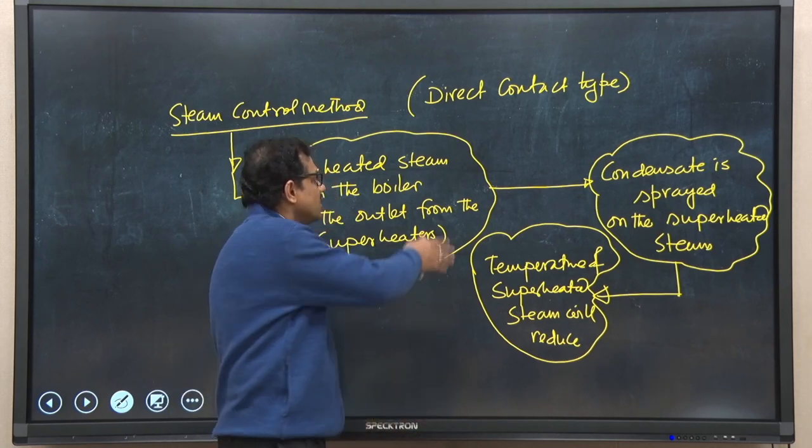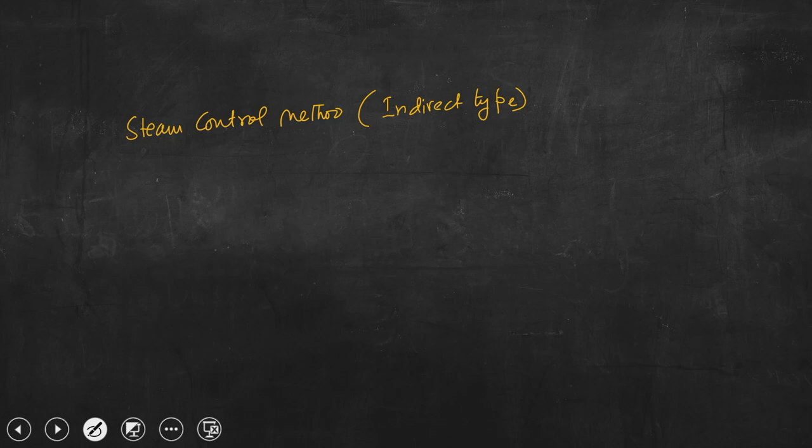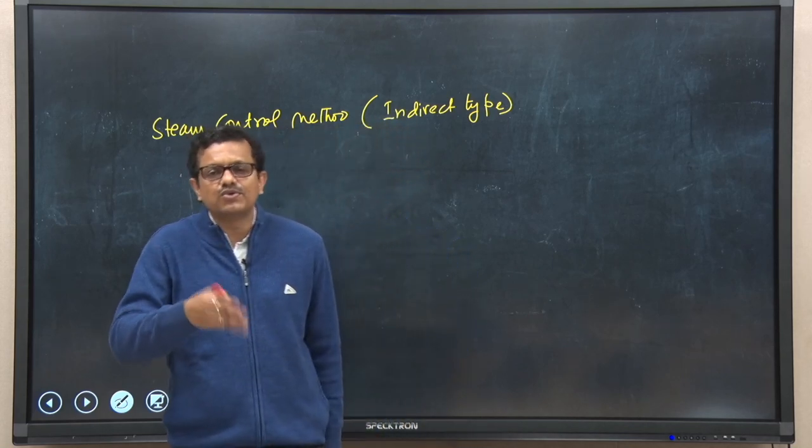Similar to that, till now we have discussed direct type, but let us discuss indirect type steam control method. This is called indirect type. Now the question is, why not use that heat to increase the temperature of feed water? Because essentially we have tried our best to take heat from the flue gas to increase the superheated steam temperature. So, when we need to reduce the temperature of superheated steam to make it suitable for the turbine blade material, why not utilize that heat to increase the temperature of feed water which will be circulated to the boiler.